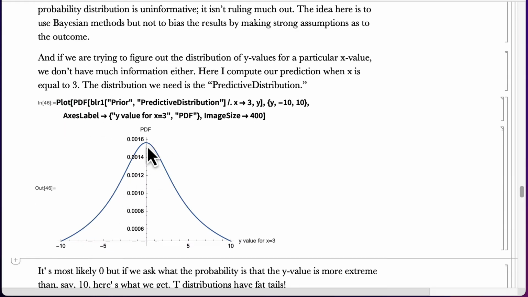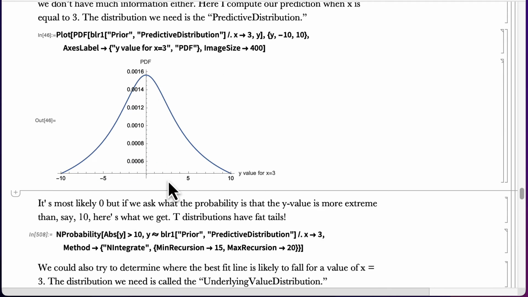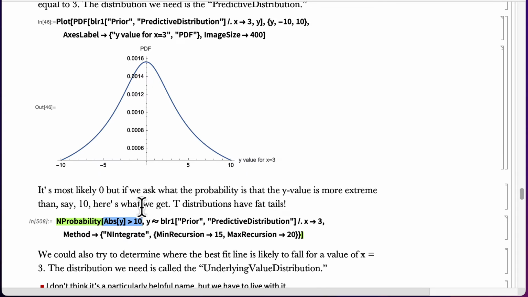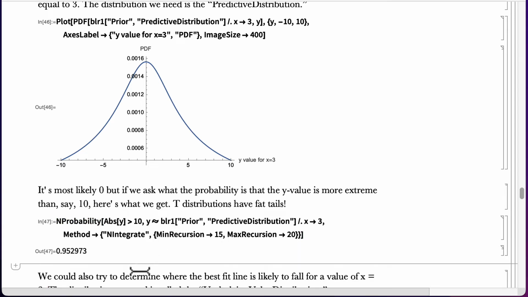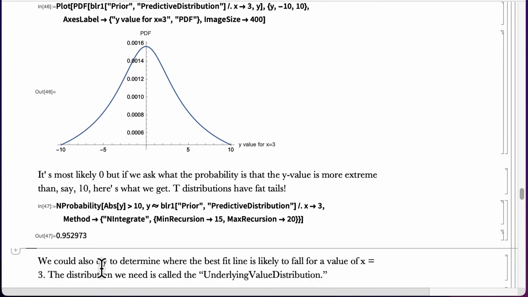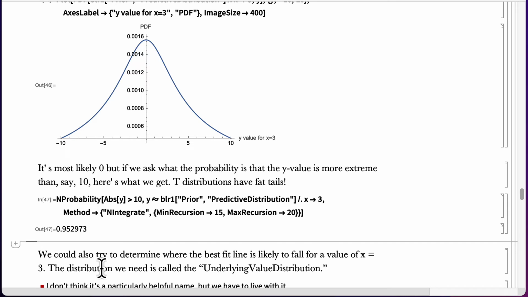There it is. It is most likely that the value is 0, but supposing I were to ask, what's the probability that the value could be as great as 10? I'm using a little bit of a complicated function here, but the concept is, what's the probability that the absolute value of the y value is greater than 10, given that x is 3, with our prior predictive distribution? And after a moment's time, it's going to tell you, look, there's a 95% chance that you could be as far away as 10. And so we don't really have very much information about y, which again is exactly what we want. We want an uninformative prior in this instance. Otherwise, we could bias the results and the data wouldn't be speaking for itself.